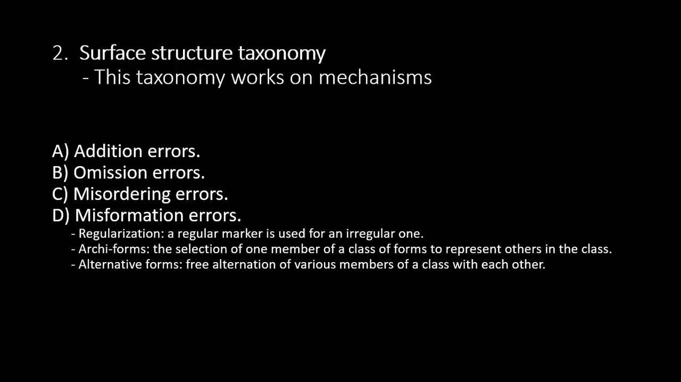Misformation errors. Three types of misformation errors are commonly found in learners' errors. These are regularization. A regular marker is used for an irregular one. Archiforms. The selection of one member of a class of forms to represent others in the class. Alternative forms. Free alternation of various members of a class with each other.